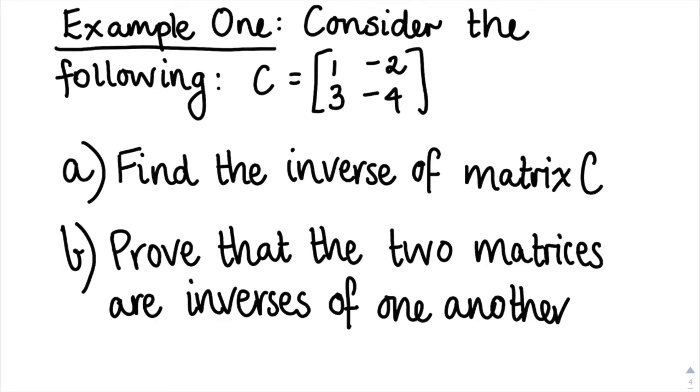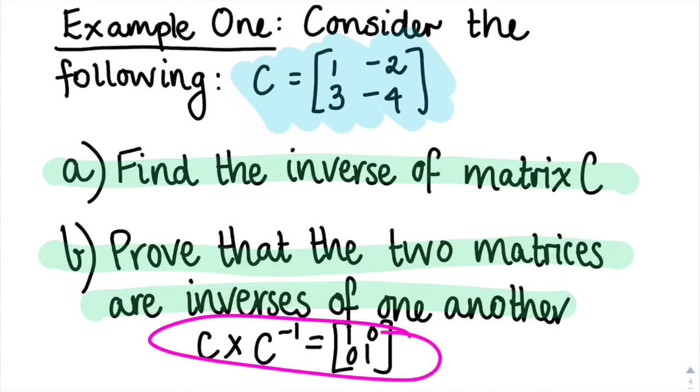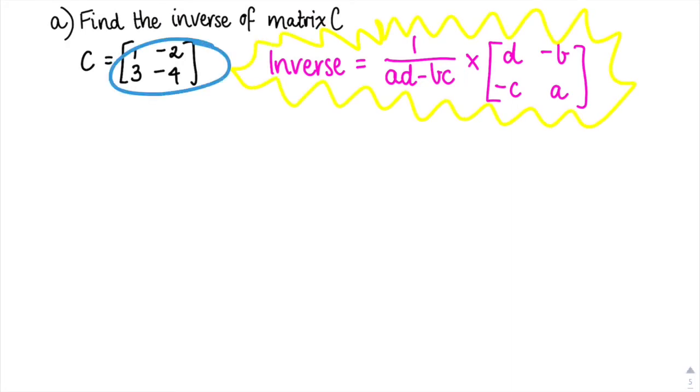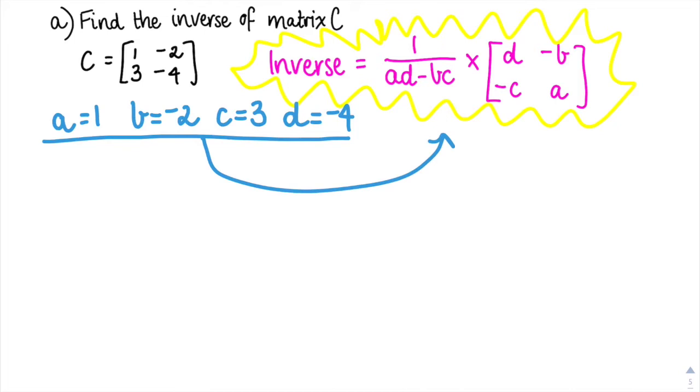Time to work through an example. Consider the matrix 1, -2, 3, -4. We need to, A, find the inverse of matrix C, and B, prove that the two matrices are inverses of one another. To do this, we just show that the product of the two matrices gives an identity matrix. Let's begin with A. We'll use this formula to help us. Firstly, I'm going to assign each of these elements with a letter from A to D, just like in our rule. Let's now substitute our information into the inverse formula.